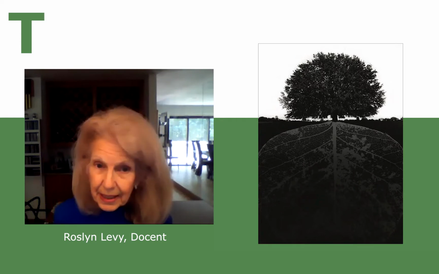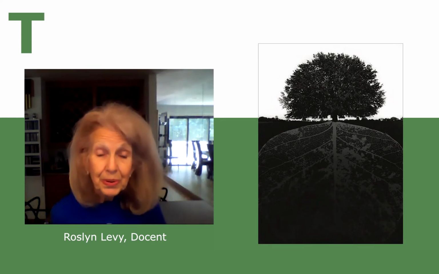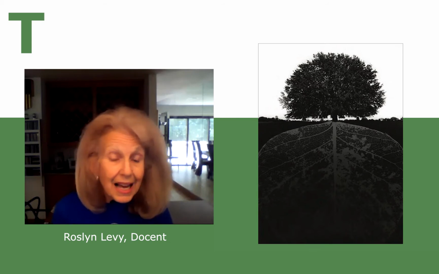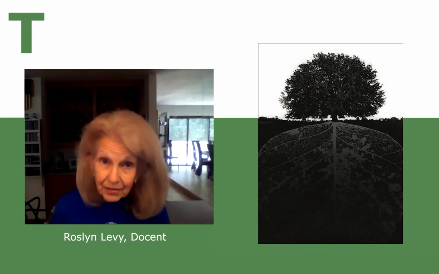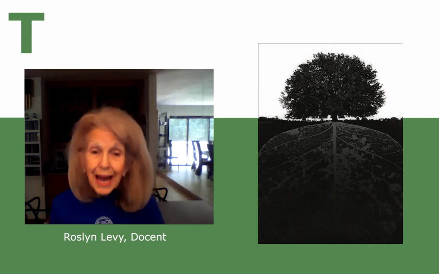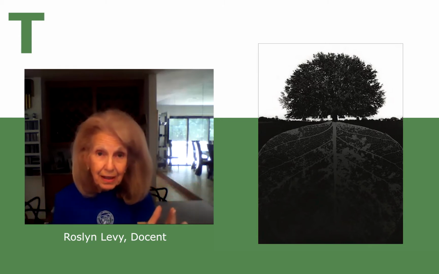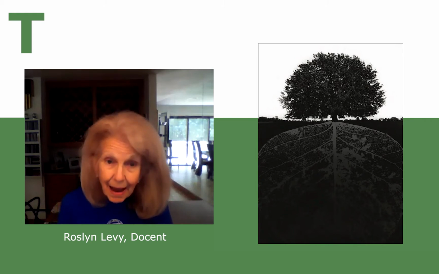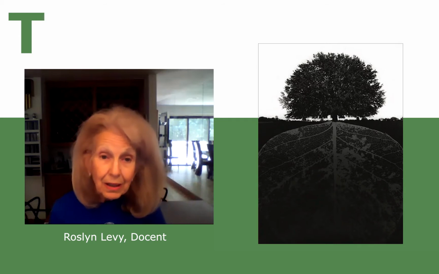T is for tree. A tree has roots that extend deep down into the ground. This artist, the photographer Jerry Uelsmann, has thought about these roots as being a leaf. Can you think of something that you can't see, but that you imagine what it might look like?